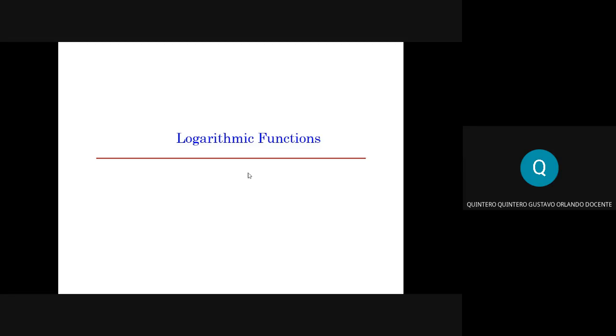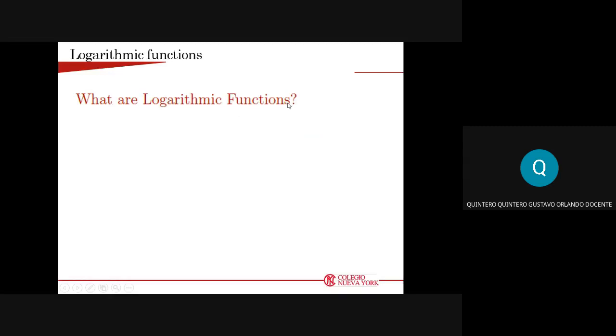Now, this topic, as I said at the beginning, is directly connected with the previous topic. This is why I wanted to show it to you today. Let's begin with the definition. What are logarithmic functions? A logarithmic function is the inverse of an exponential function, right?